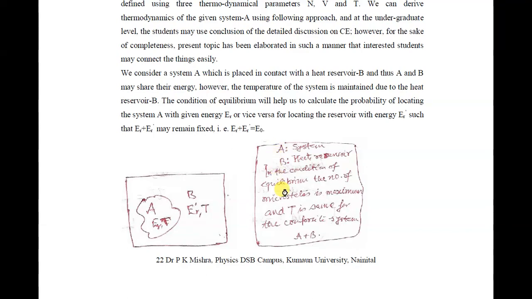E0 is fixed. So we can calculate the probability of finding system A with energy ER, which is nothing but the probability of finding the reservoir with energy ER dash. It is because ER plus ER dash is fixed, E0. So if ER is fixed, then ER dash is automatically fixed, as ER is nothing but E0 minus ER dash. The heat reservoir has infinite heat capacity, so the system energy ER is very, very small compared to ER dash.